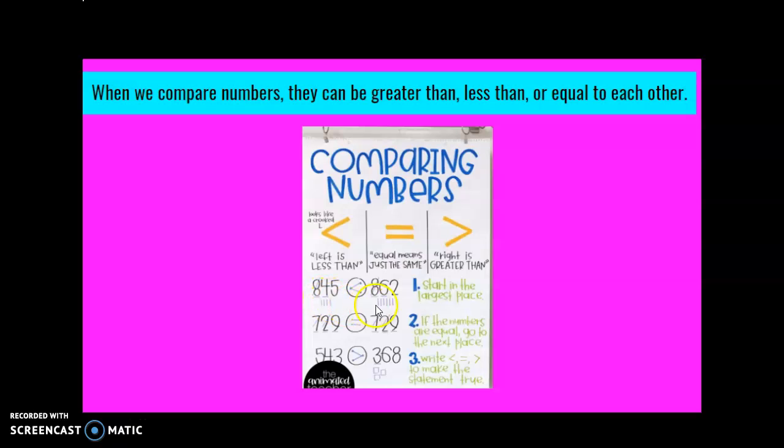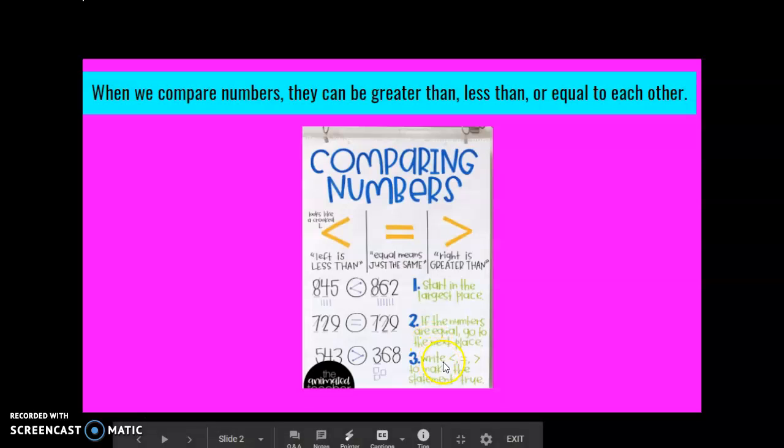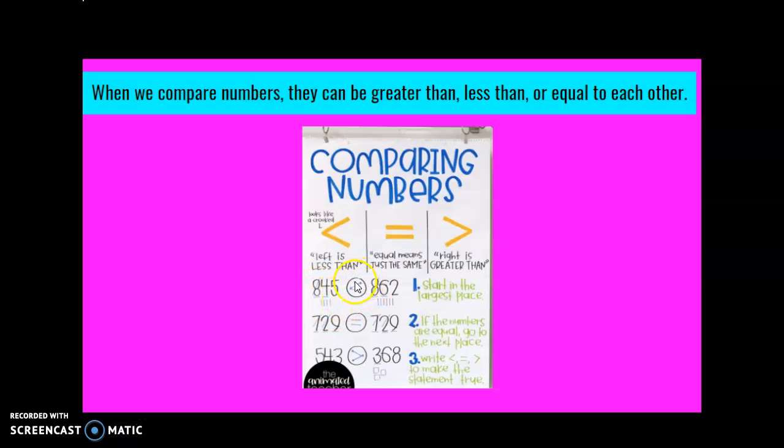And in my first number, I have a 4. In my second number, I have a 6. So I can compare my 4 to my 6. And I can say, well, the 6 is bigger. So what I want to make sure to do is use this symbol where the crocodile would eat the bigger number. So if the 6 is bigger, then the mouth opens up to the bigger snack, 862. So step 3 says we would write less than, equal, or greater than to make the statement true. So now that we have our symbol, this statement says 845 is less than 862.